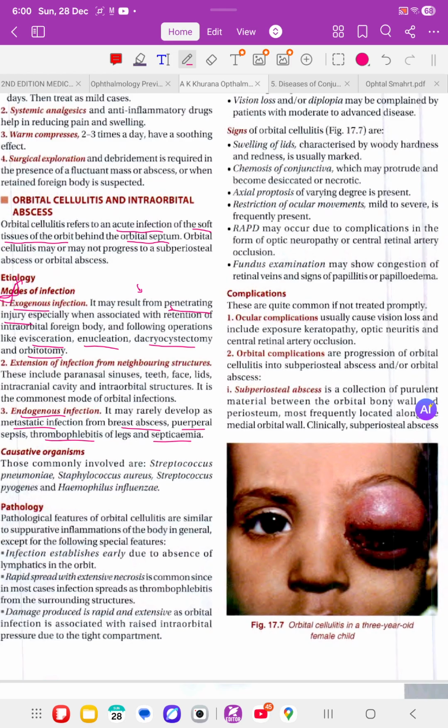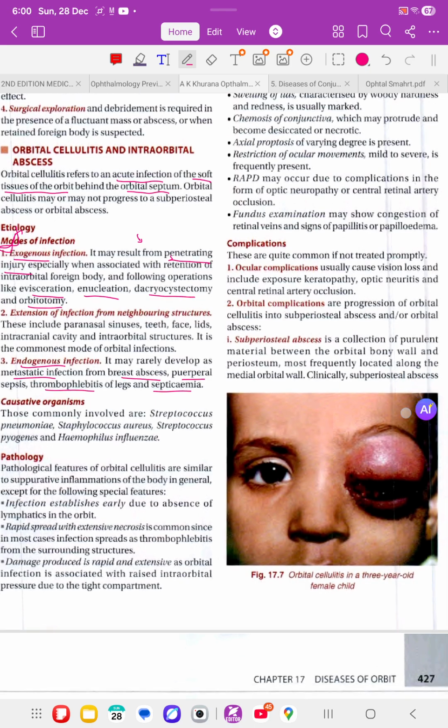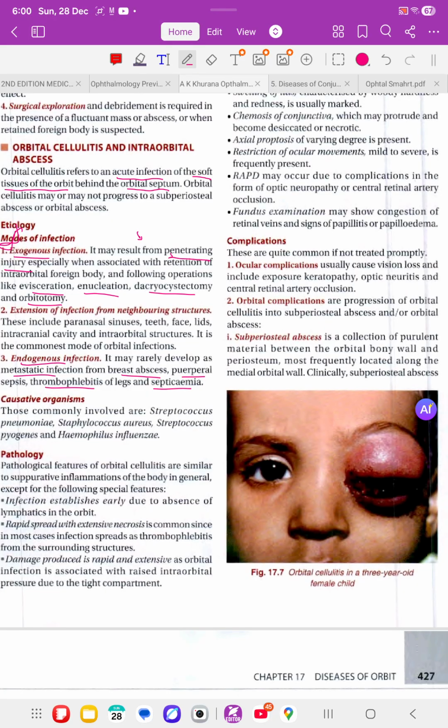Ocular complications and orbital complications. In ocular complications, we can see vision loss, including exposure keratopathy, optic neuritis, and central retinal artery occlusion. Because of pressure there is neuritis, and in the artery we can see occlusion, along with exposure keratopathy. These all cause vision loss.